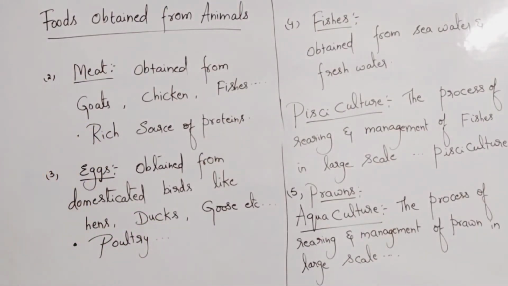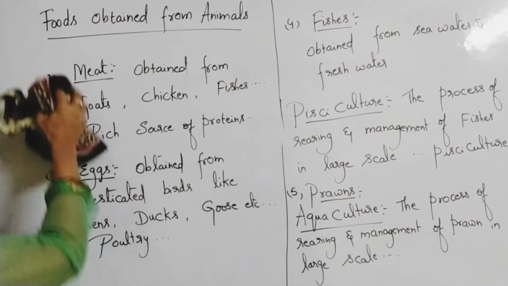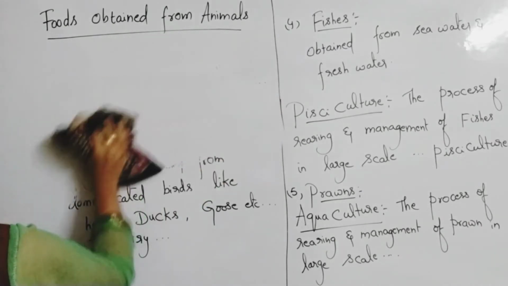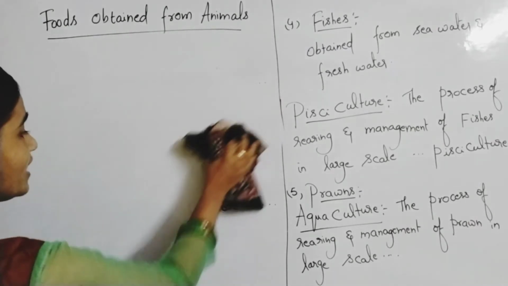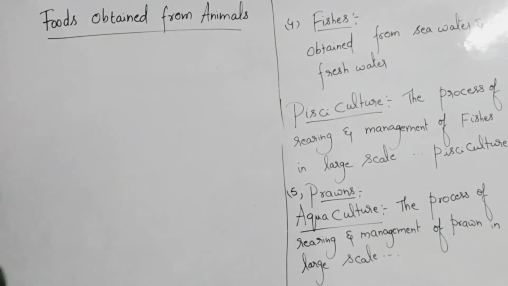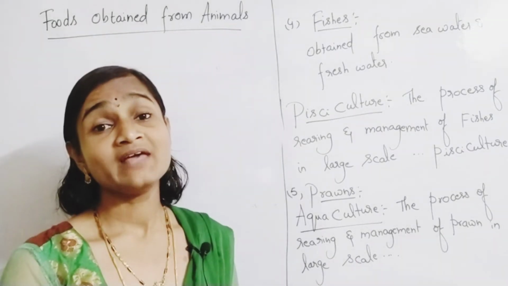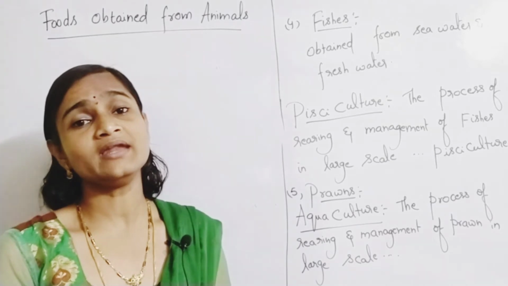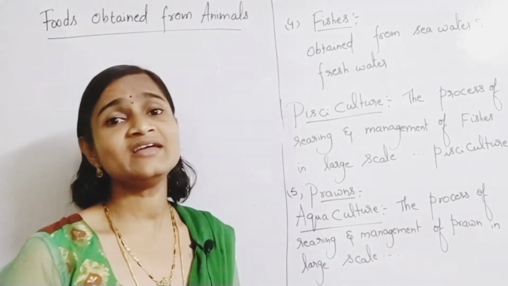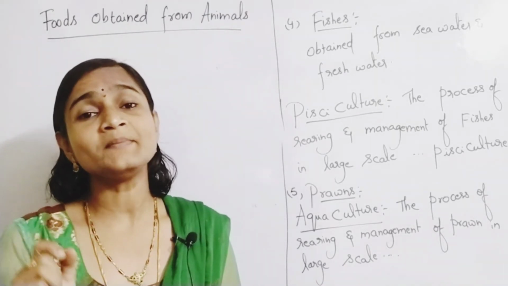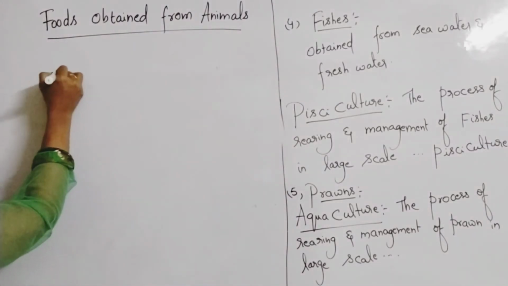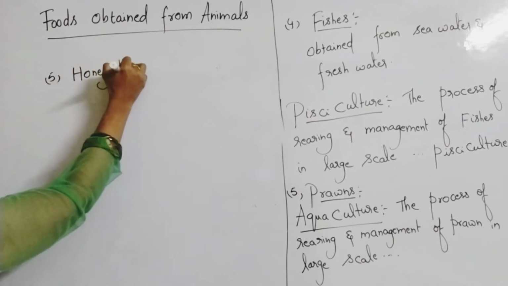Next, we will be learning about what? Honeybees. Honeybees also give us honey. You might have seen so many honeybees going from one flower to another flower. What do they collect from flowers? They will collect nectar from flowers. They keep on wandering from one flower to another, collecting nectar from flowers. So honeybees will give us what? Honey.